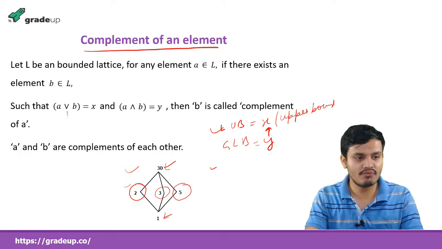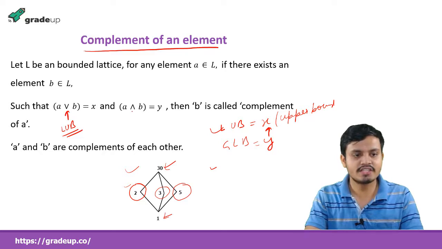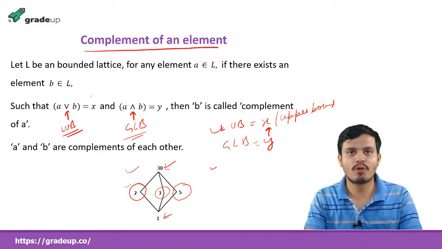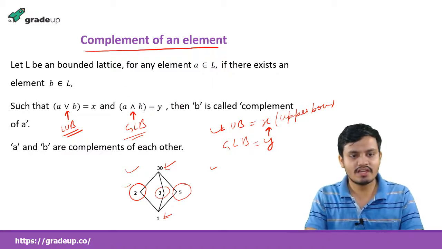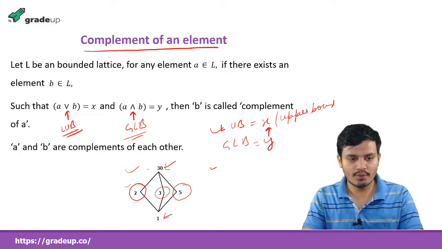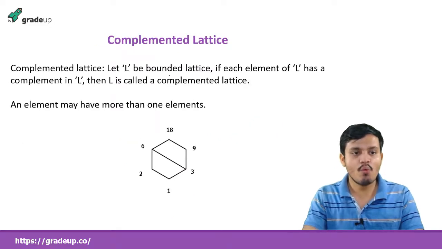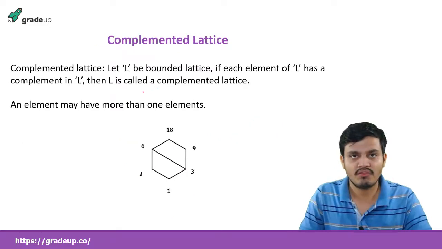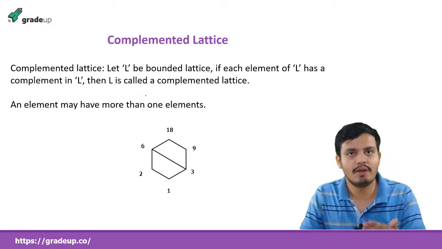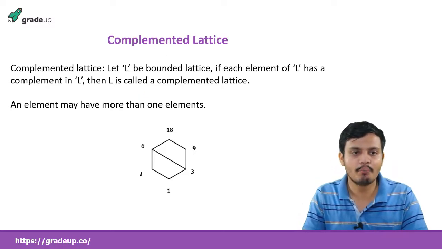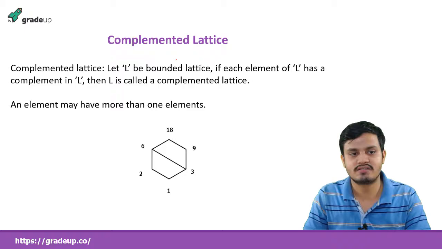Okay, this is the symbol for LUB and this is the symbol for GLB. Just the notation, sometimes they use it, so remember them. That is what is written in the definition I told you in this example. Now what is a complemented lattice? We have seen the complement of an element. Now we will need to find the complemented lattice.